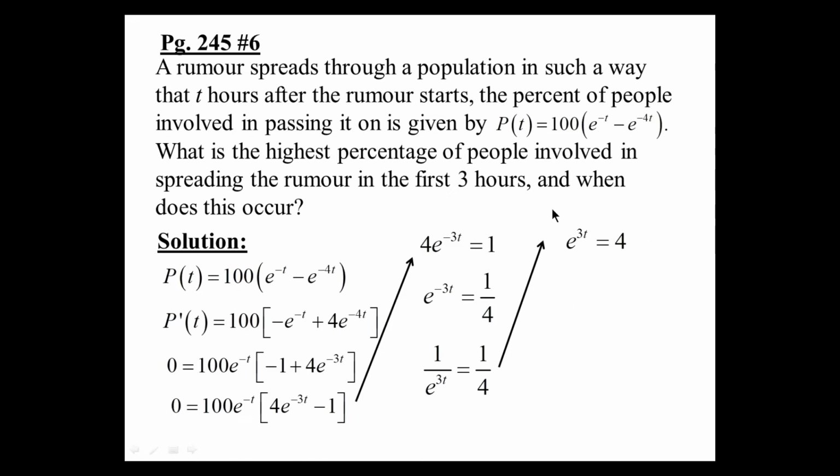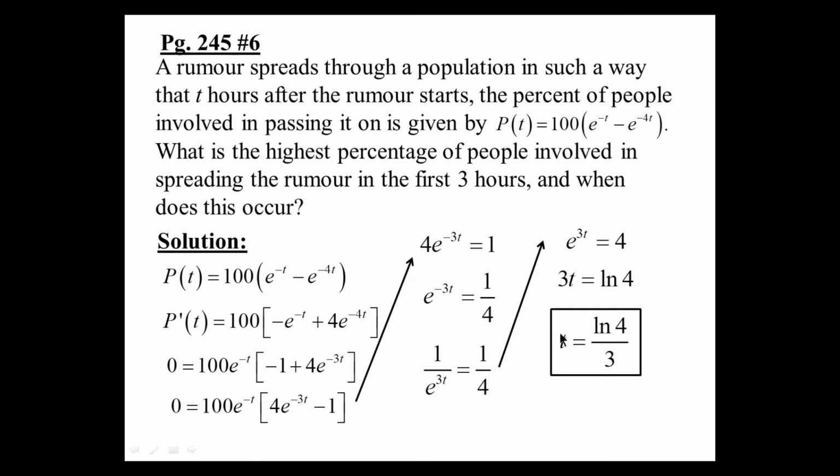Here's the trick. Take ln of both sides. And ln of that left side is 3t. So t is ln 4 over 3. Now what was our question again? What is the highest percentage of people involved?